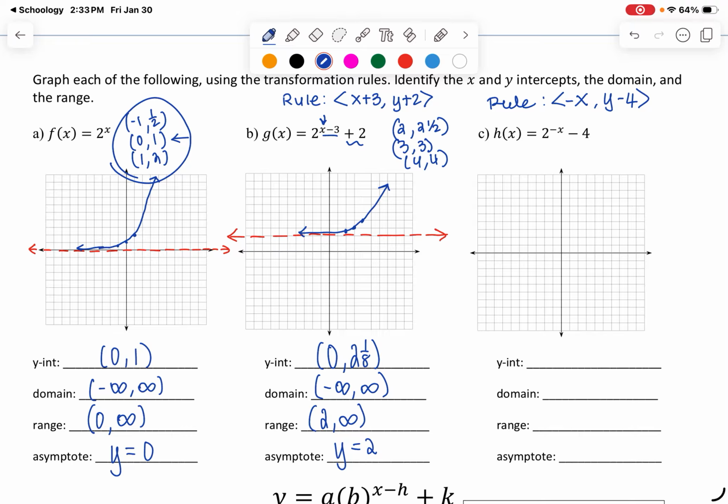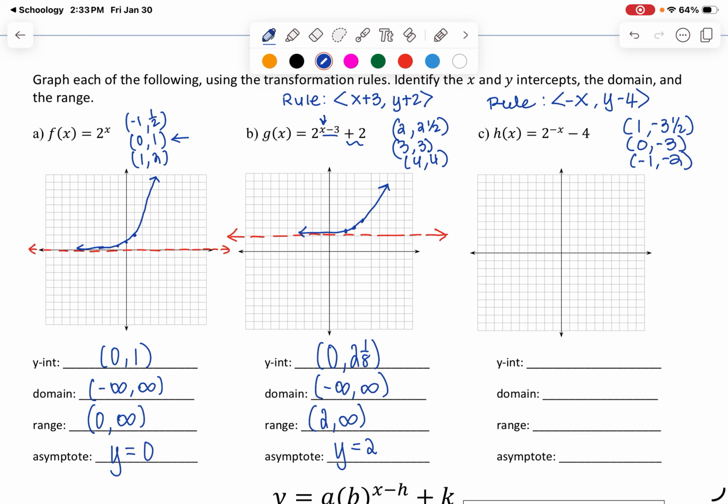All right, looking back at these points again, the x value I'm going to take the opposite of. So the opposite of negative 1 is positive 1. And then I'm going to subtract 4 from the y value. So subtract 4 from that, you get negative 3 1/2. Take the opposite of 0, which is 0. Subtract 4 from 1, negative 3. Take the opposite of 1, which is negative 1. And then subtract 4 from 2, which is negative 2.